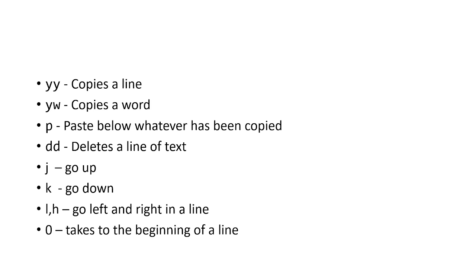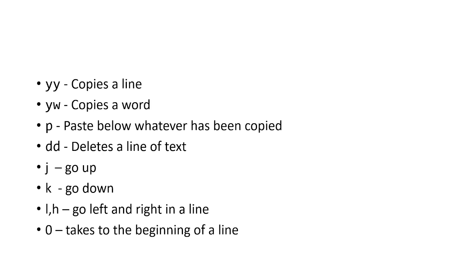yw copies a word, and p is for pasting below, where from your cursor it will paste below that cursor. And dd deletes a line of text, and basically dd also copies, so when it deletes, it places that content in a buffer also. So if you press p, it will paste that particular thing that you deleted.